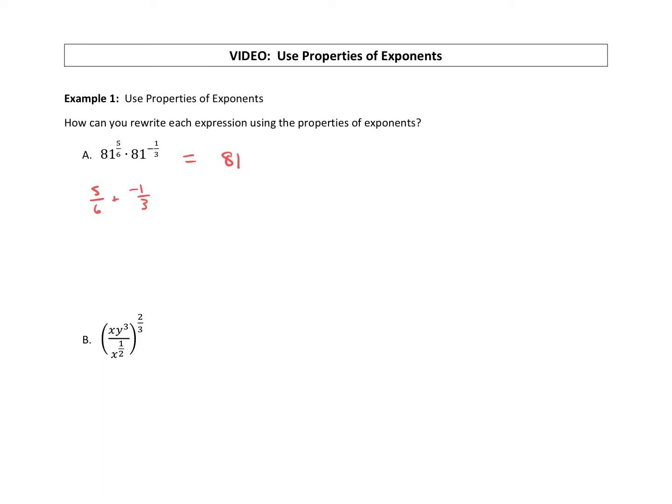If you're doing this by hand, you would get your common denominator. 5/6 plus a negative 2/6 is 3/6, which reduces to 1/2. Feel free to add that on your calculator. I just want to make sure you end up with a 1/2 power. And then 81 to the 1/2 power is the same thing as taking the square root of 81, simplifying to 9.